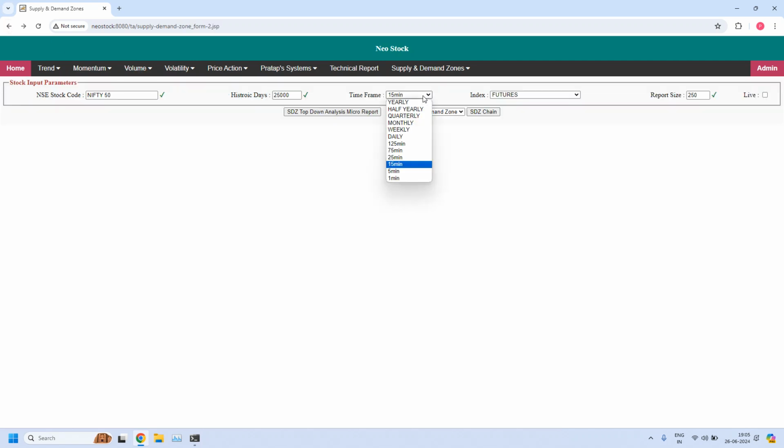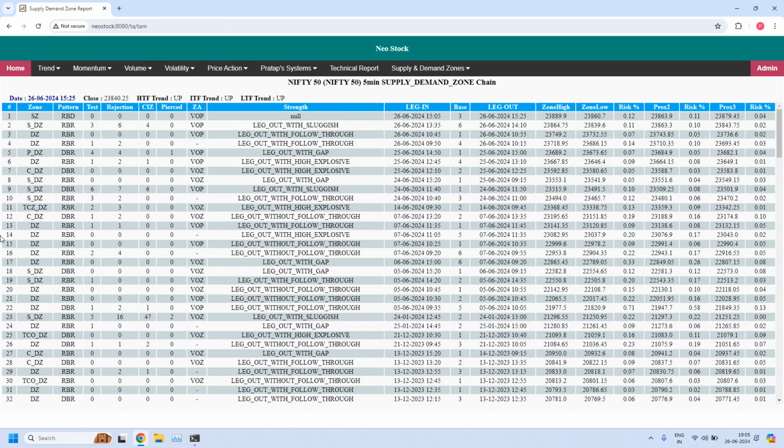I am going back and changing the time frame to 5 minutes. Let me generate the 5 minutes supply demand zone chain. A 5 minutes supply zone is created today during the last hour of the market, and already a high liquidity zone is created today, tested 3 times. The 2 more zones created are normal 5 minute zones. Okay, this is about the Nifty supply demand zone chain.